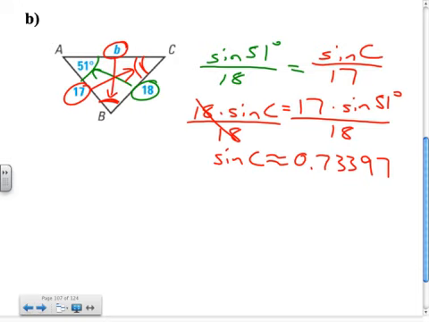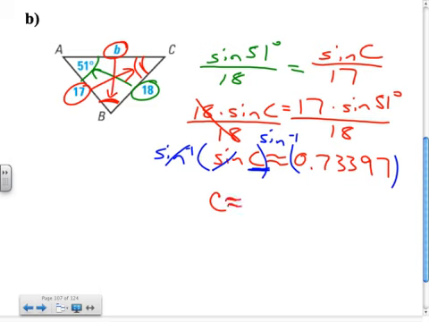And so now, again, hopefully you recognize, wait a second, I'm solving for this angle. If I want that angle by itself, then what I have to do is take the inverse sine of both sides. So sine^-1 of both sides. And so what happens here is we end up with C equals, I should say roughly, the inverse sine of 0.73397. So the inverse sine of that gets me to 47.22 degrees. So my angle measure here is roughly 47.22.